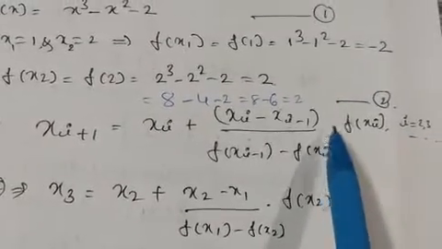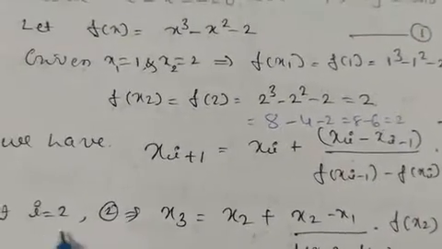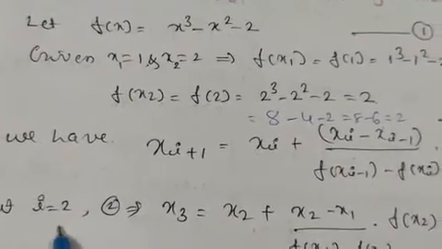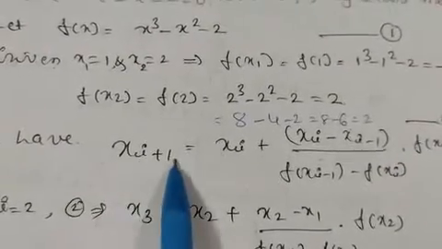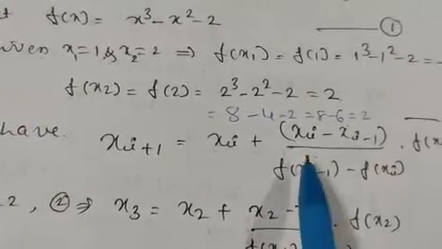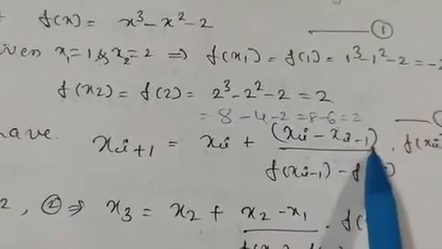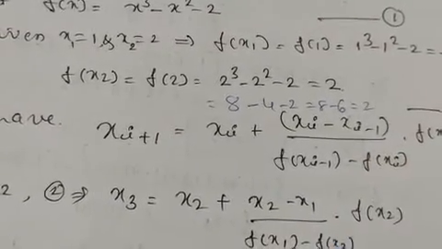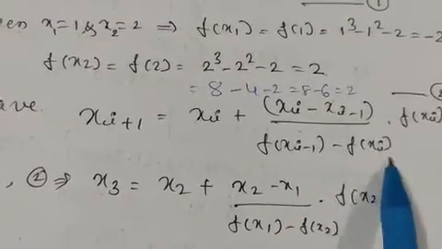Take this as equation number 2 and put i equals 2 in equation 2. So 2 plus 1 is 3. x3 equals x2 plus, substituting i equals 2, (x2 minus x1) divided by (f of x1 minus f of x2) into f of x2.